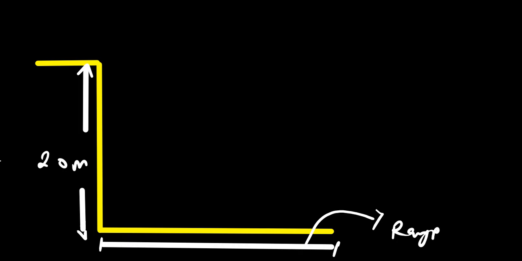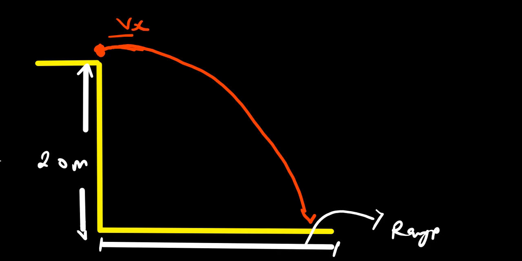Then we've got an object here. Now this object just comes like that and it moves and goes like that. Because it is just moving in the x direction, this will be our vx. Let's say this is 10 meters per second. So let's call this one point A and this one point B.